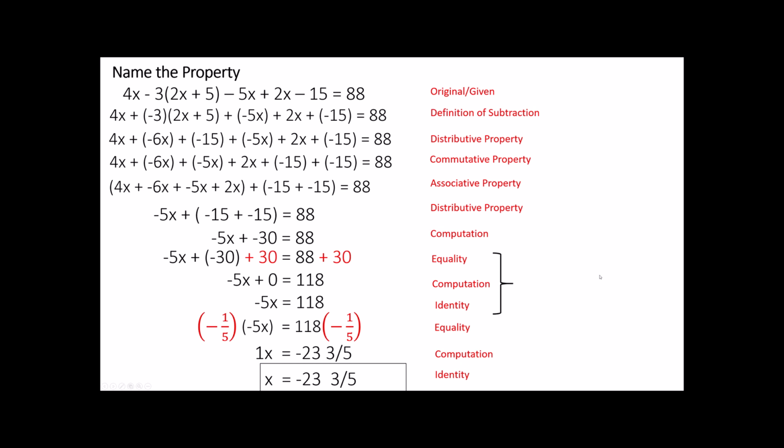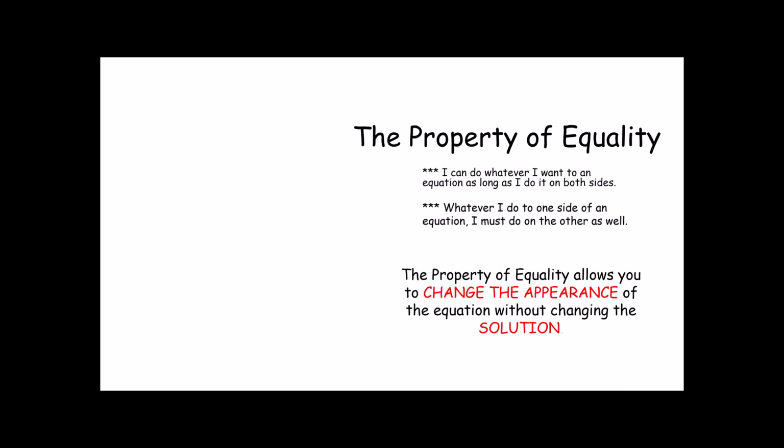The other thing I'd like to do very quickly is remind you that the property of equality says I can do whatever I want as long as I do it to both sides. Or whatever I do to one side of the equation, I must do to the other as well. The property of equality allows you to change the appearance of the equation without changing the solution. And so we've worked through several examples where we use the property of equality to solve problems like this.